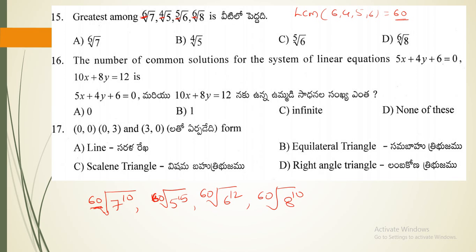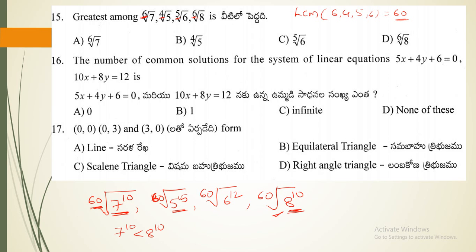If you observe all these, clearly here 7 power 10 is there, here 8 power 10 is there, so clearly 7 power 10 is less than 8 power 10. On comparing these two, we got this one is greater, right?